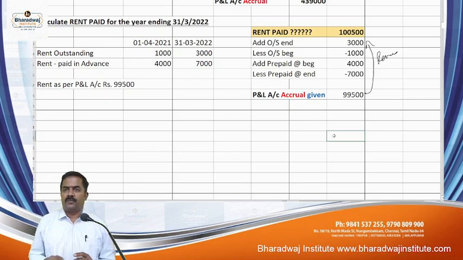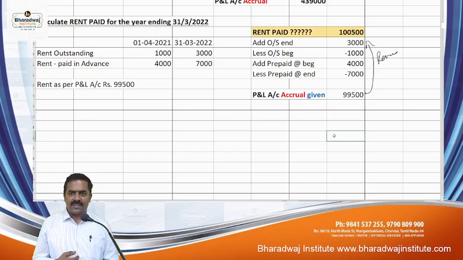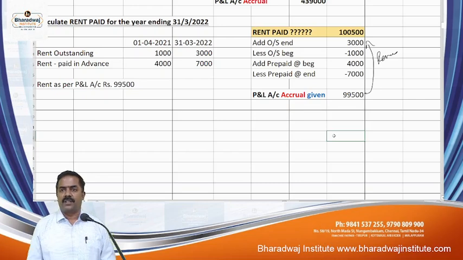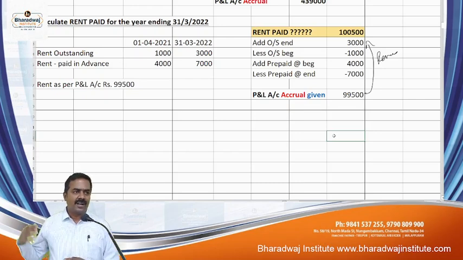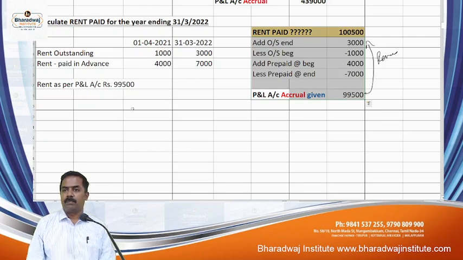So the possible area of question is number 1, asking about which loss? Treatment of which loss? Abnormal loss. Second area is which one? Treatment of commission to the manager. Third area which one? Calculating the salary paid or amount to be charged in P&L account. Or they give you what is amount charged in P&L account like this, and they ask you to go reverse and find out what is paid for the year.